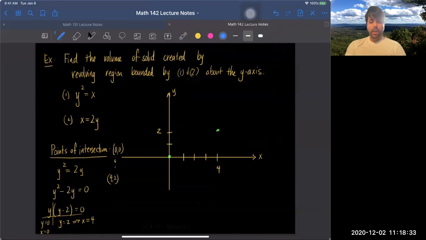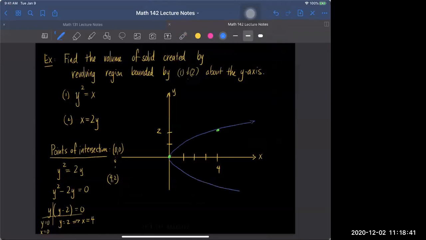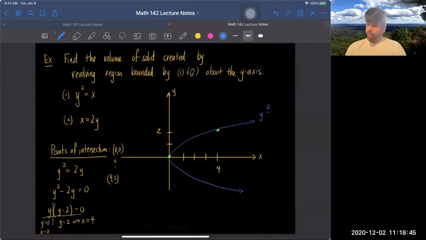To the right. That's right. So I'm going to have something like this. This is y squared equals x, or in other words, x equals y squared. It's a parabola that's opening to the right. And then what is x equals 2y going to represent?